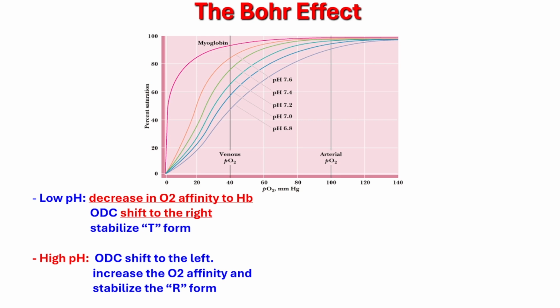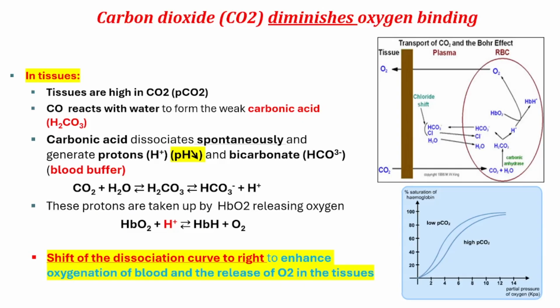pH decrease. I have here a decrease of pH, so I have here an increase of protons. If I have an increase of protons, it means my pH decreases. If my pH decreases, I'm going to have a shift to the right. All right. So now what happened?